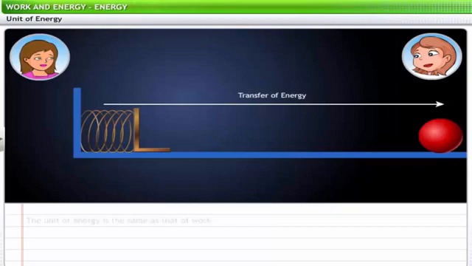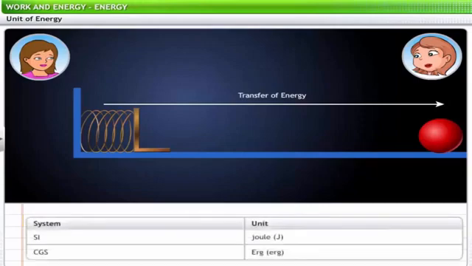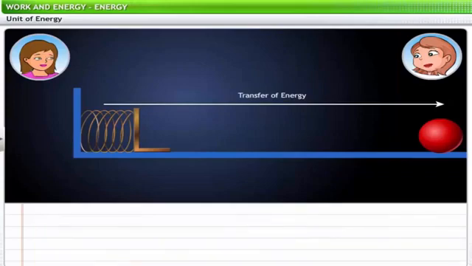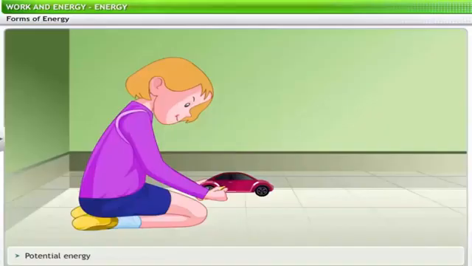Good thinking. The unit of energy is the same as that of work. Thus, the unit of energy in the SI system is joule, and in the CGS system, erg. Like work, energy is also a scalar physical quantity. You can find energy in different forms.